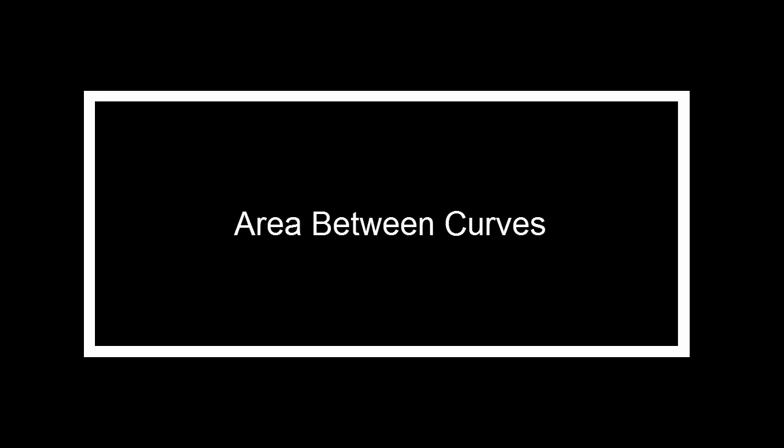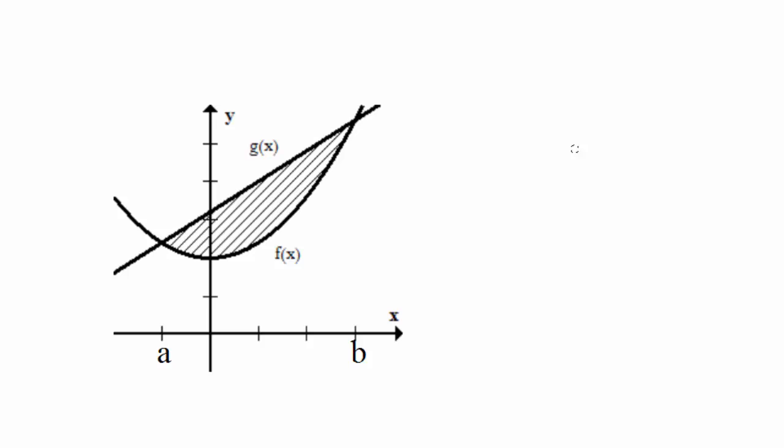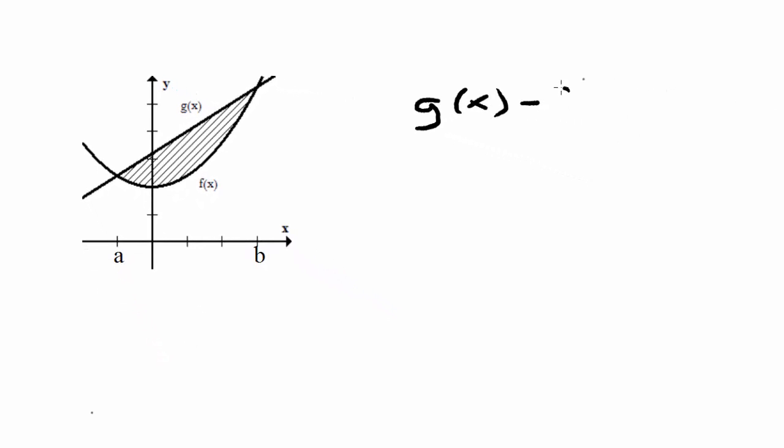Hi, in this video I'm going to do an example of finding the area between curves. To summarize the process, let's take a look at the following two functions. Finding the area between curves is similar to how we find the difference between two numbers. You take the bigger function, g of x, and subtract the smaller function, f of x. This gives us the difference between two functions, g of x minus f of x.